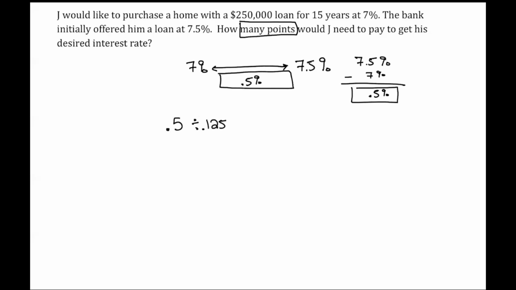Yes. All right. So what do you get when you say 0.5 divided by 0.125? You get 4. That's your answer, 4 points. That's all you had to do.